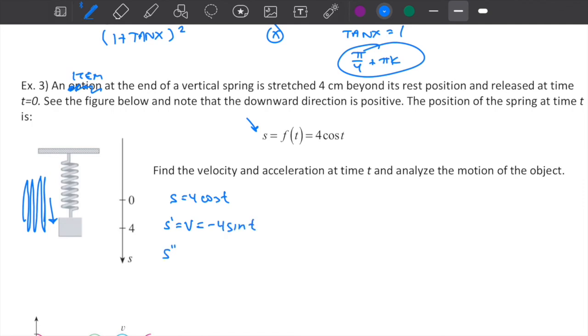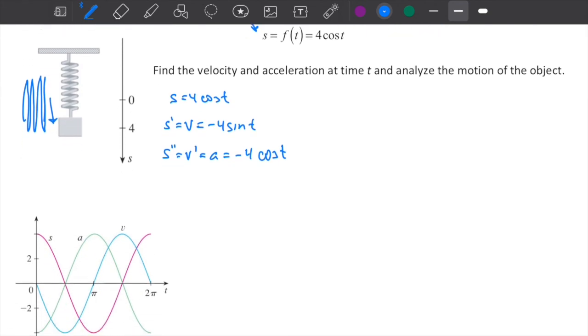The second derivative is our acceleration. It's the derivative of velocity. So the derivative of -4 sine t is going to be -4 cosine t. Now in context, looking at the graph, we've got s.